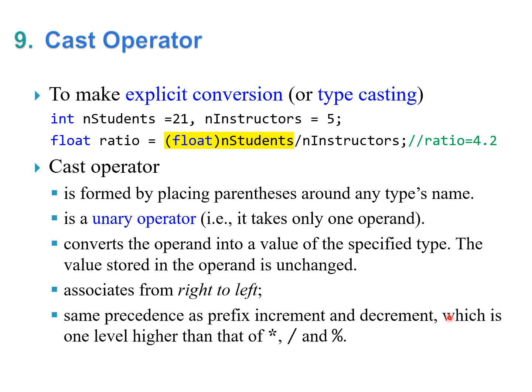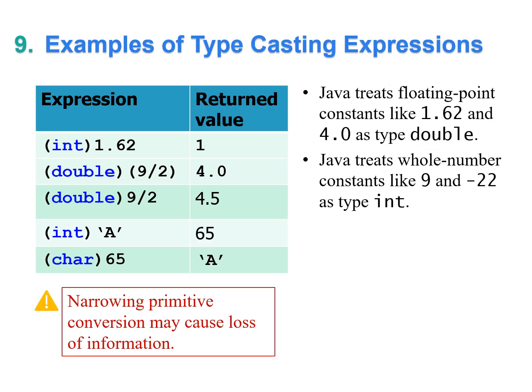The cast operator associates from right to left and has the same precedence as the prefix increment and the prefix decrement, which is one level higher than that of multiplication, division, and the remainder operator. So in the example above, the cast operator is applied to only n students instead of to the result of the division of n students by n instructors. Let's look at more examples of typecasting expressions.